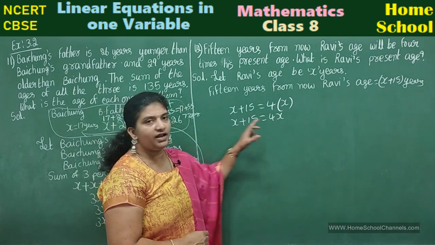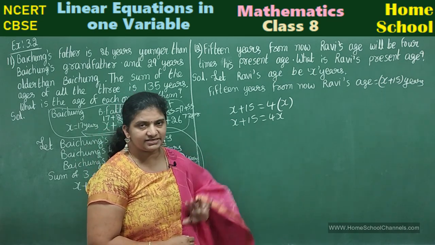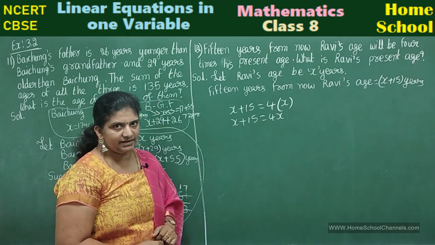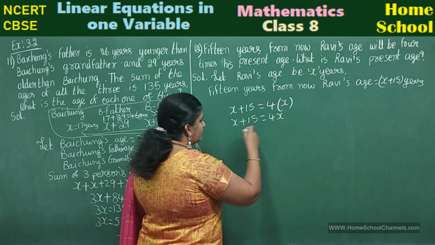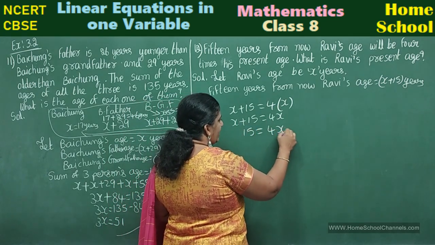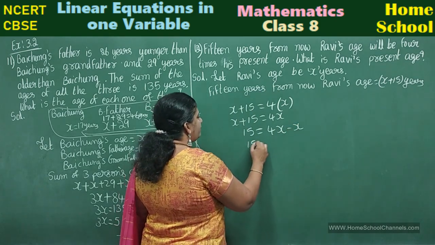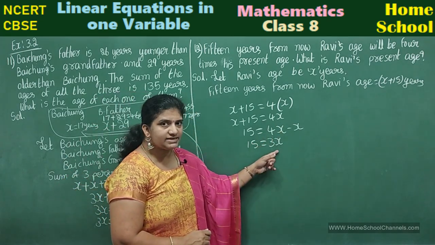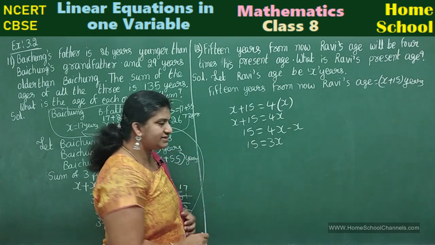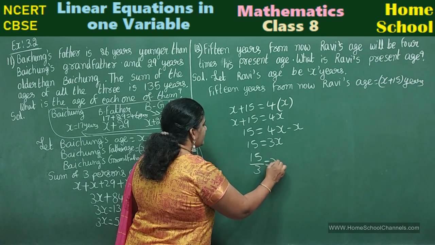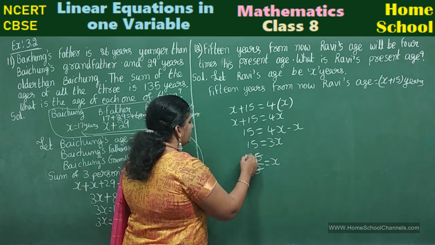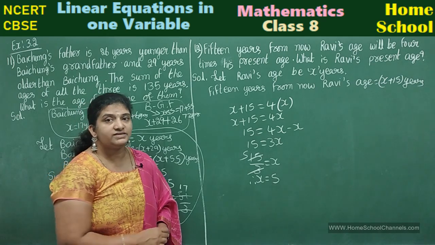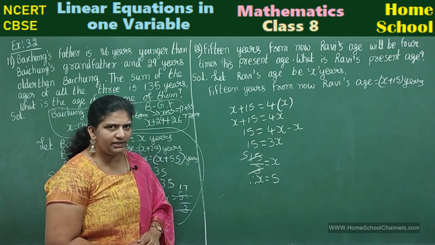Now, variable here and there, on the LHS and RHS, you first have to see which side is greater. 1x and 4x, which is greater? 4x is greater, right? So transpose this x to the other side. 15 is equal to 4x minus x, which is 3x. Other than the variable, what is extra? 3 is extra. Transpose this 3 to the other side and divide: 15 by 3 is equal to x. 3 fives are 15. Therefore, x is equal to 5. Is it completed? Yes.